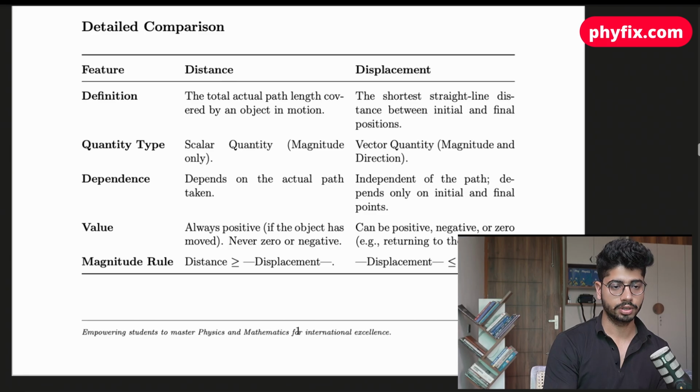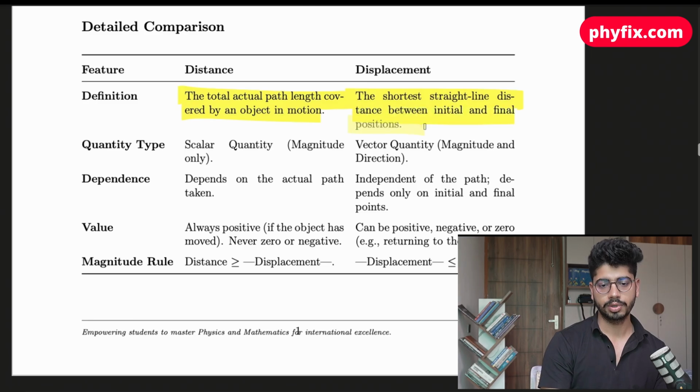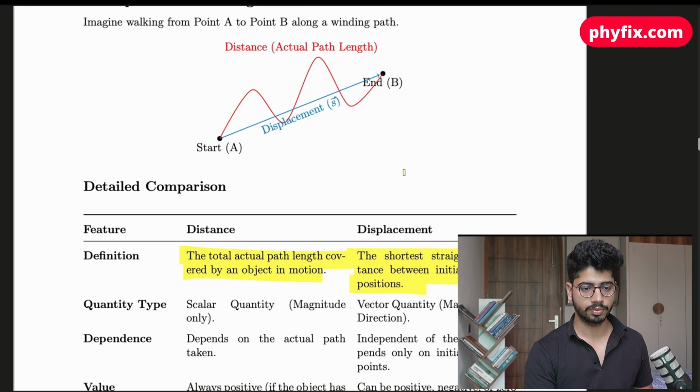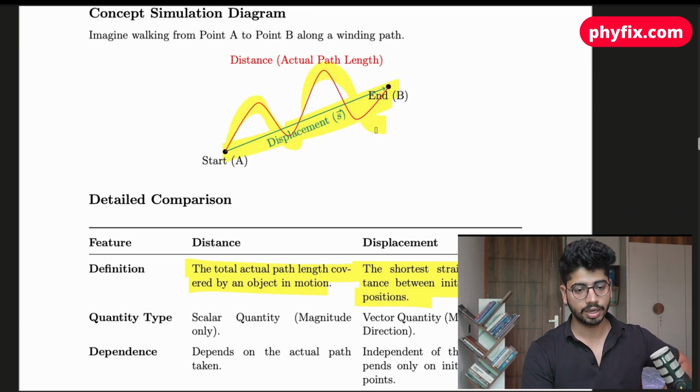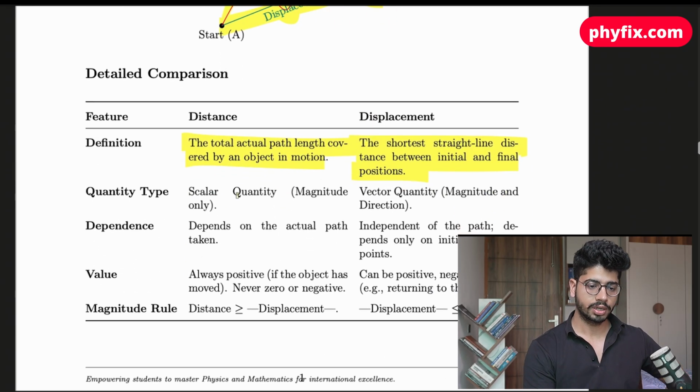Distance is the total actual path covered, and the shortest path is the displacement between the initial and the final point that we have. And they have made the diagram, this is the blue arrow they have shown. This is displacement. The red is the distance that they covered over there. And distance is a scalar quantity. Displacement is a vector quantity.